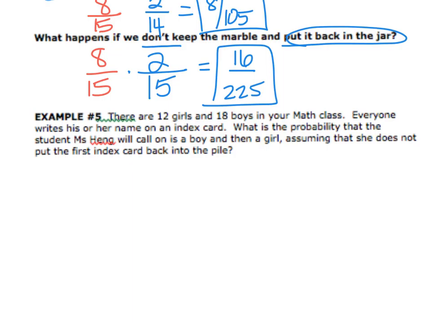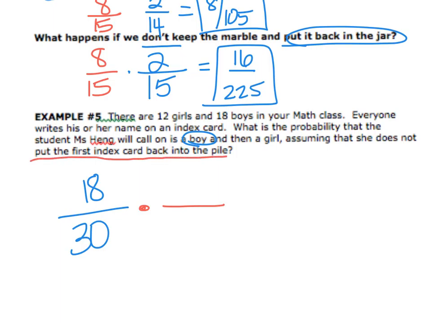Okay, so first a boy. So what's the probability that I just pull a boy out of these index cards? So there's 18 boys in the class, and 18 and 12 makes 30. So there are 30 kids in this class. So if I just wanted to figure out the probability of me pulling a boy, it's 18 out of 30. But what's the probability that I pull a girl after that? Well, again, it says that she does not put the first index card back into the pile. So that means the total amount of index cards that she has now is 29.